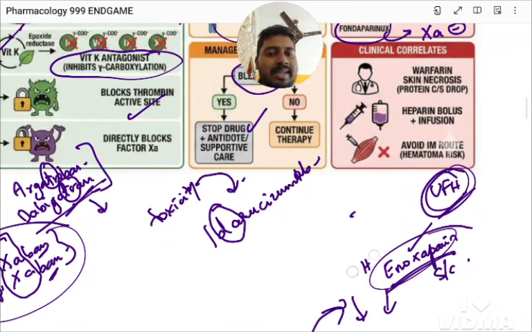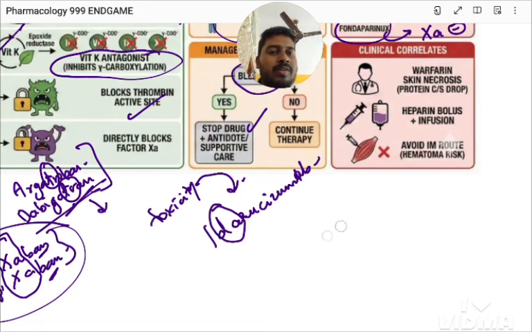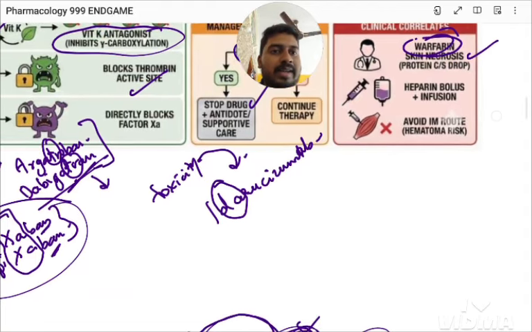Now there are a few important things which will be asked in true or false type questions. What is warfarin skin necrosis? Whenever there is warfarin toxicity, it causes coagulation to occur in the blood vessels. There will be a rapid drop of protein C and S, and that causes skin necrosis. So that is the side effect of warfarin toxicity.